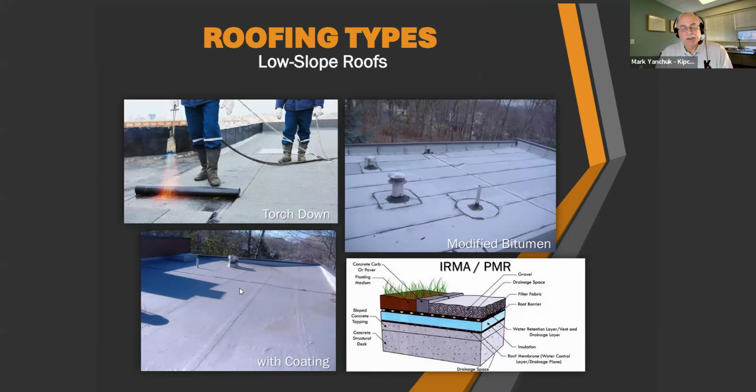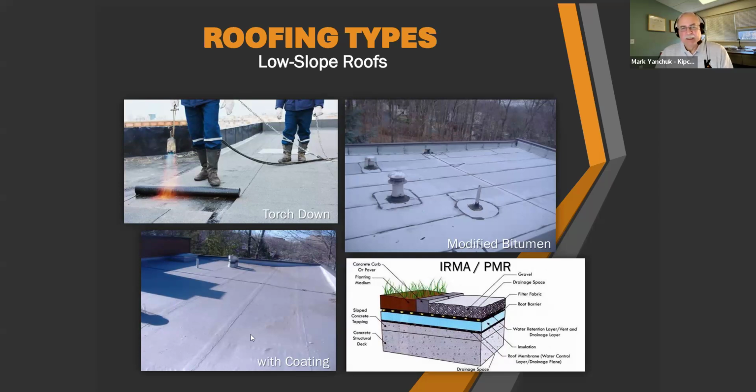But it is used. The picture on the bottom here shows the modified bitumen roof with a coating. Sometimes you'll see a silver coating on it. This is just a roof extender. It's painted on there and it protects from the UV degradation to give you a few more years life out of the roof.